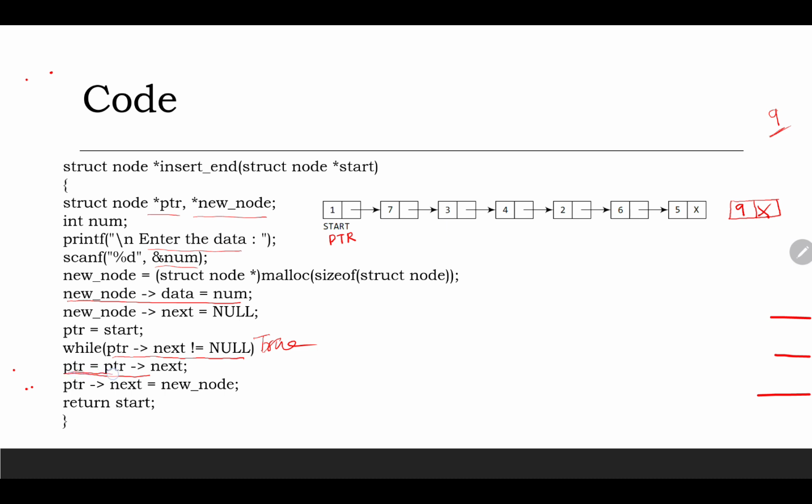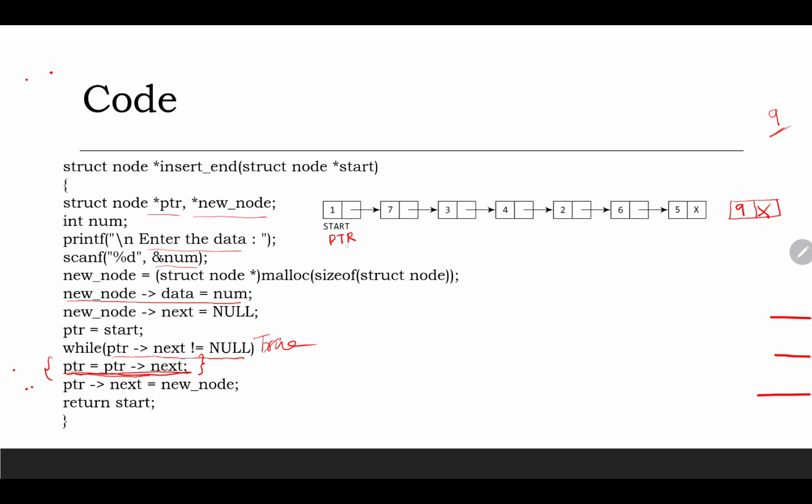So ptr = ptr->next, then ptr->next = new node. So here, this is the loop. So whenever this condition is true, this loop will be executed.